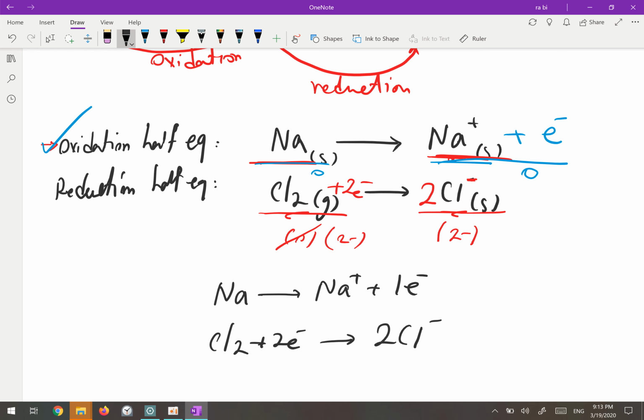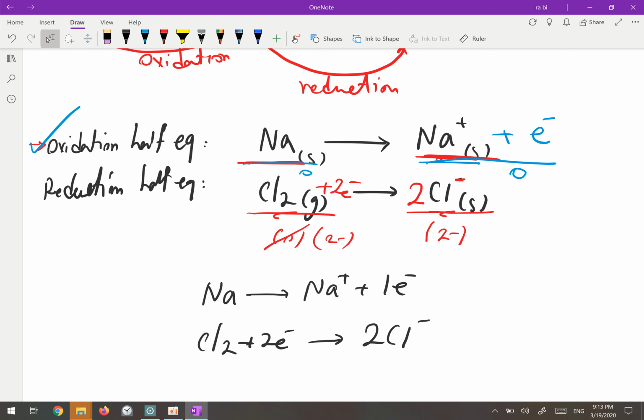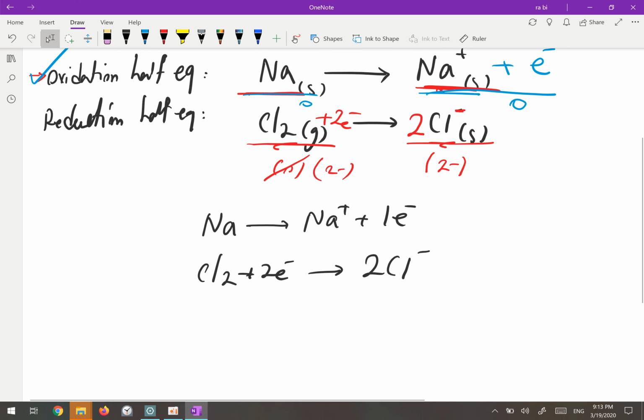Okay, so we have to add these two equations to get a redox reaction. But as I said earlier, the number of electrons must be equal. Here, the Na has lost 1 electron. Here it has gained 2 electrons. So where do those electrons come from? Actually, you have to multiply this one by 2.